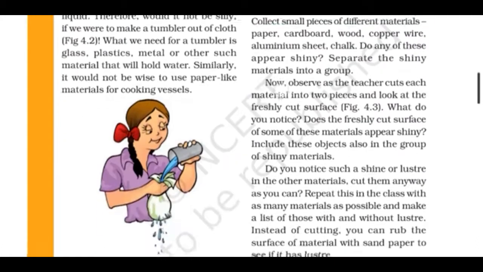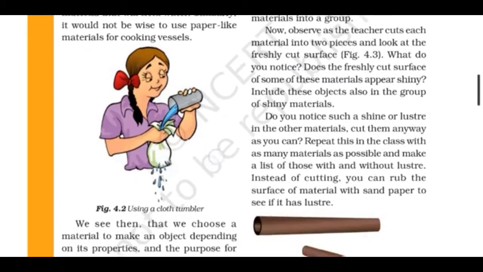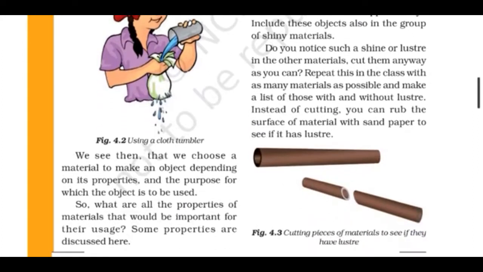So like this I explained very clearly. So the thing is also very clearly mentioned here. We see that we choose a material for making an object depending on the properties. What are the purpose and properties? That is explained. So what are the properties of materials we want to take into consideration?